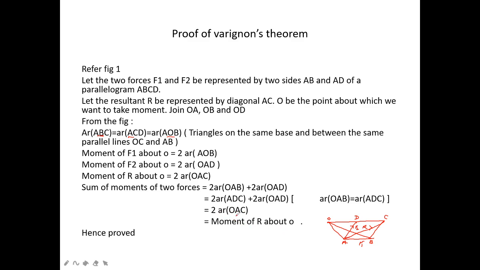And what is twice of area OAC? This triangle is made up of the resultant R. Therefore, this is nothing but the moment of R about point O.